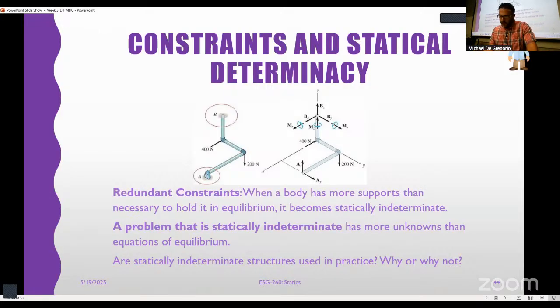The problem with them is that it becomes statically indeterminate. Now, that's a problem because that means you have more unknowns than you have equations, which means that you cannot solve it. Okay, more unknowns than equations is bad. You would say, oh, statically indeterminate, can't do this, right? Or do we use these in practice? Yes.